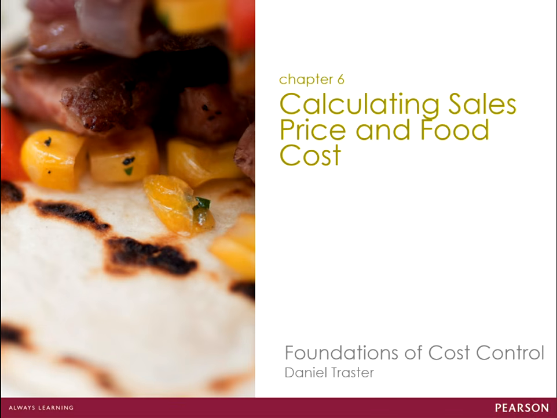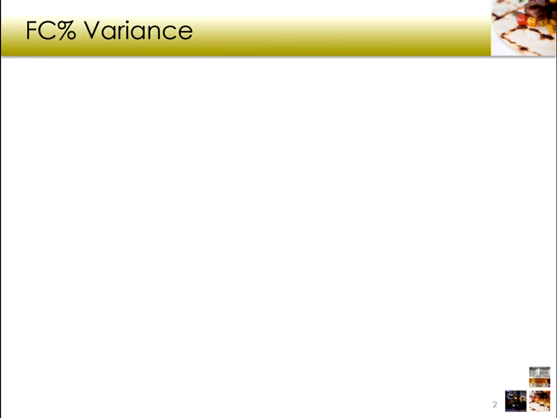Okay, this is our final video on calculating sale price and food cost. This one we're going to talk about food cost variance. So we're talking about the difference between our standard food cost or potential food cost and our actual food cost that we calculated based on our inventory usage and all our expenses and things like that.